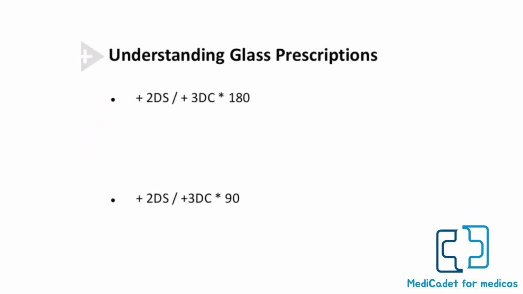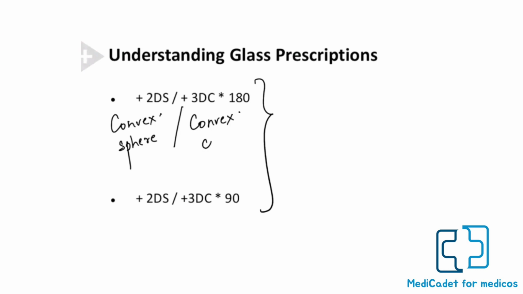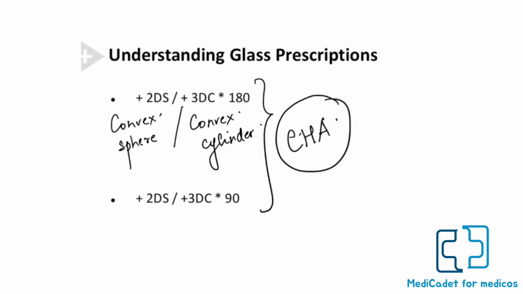Suppose we have something like this, plus 2 diopter sphere, plus 3 diopter cylinder cross 180, or plus 2 diopter sphere, plus 3 diopter cylinder cross 90. So here also, both these prescriptions, what do they have? They have a convex sphere. The first part is a convex sphere, and the second part is a convex cylinder. So there is a plus sphere and a plus cylinder, both are there in the prescription. So if you have both a plus sphere and a plus cylinder, what is this? This is CHA, compound hypermetropic astigmatism.